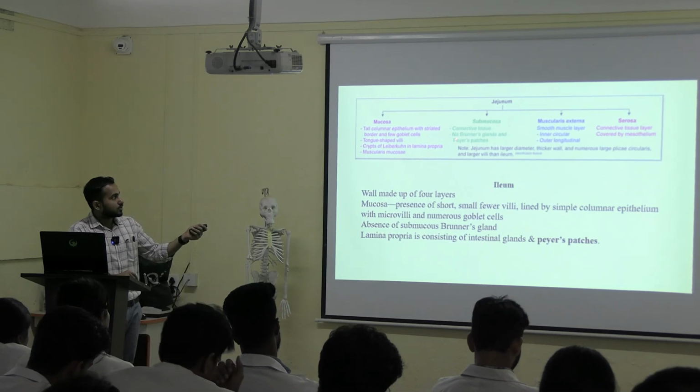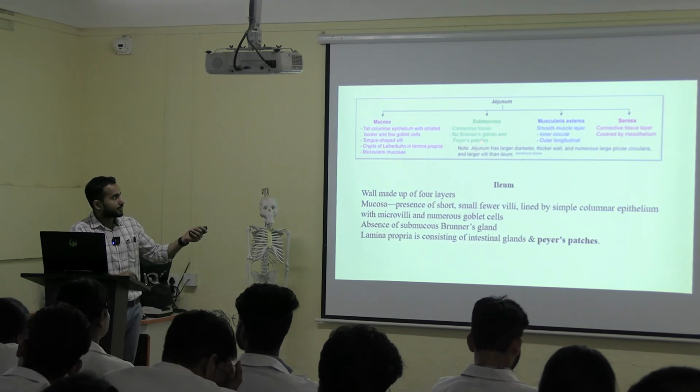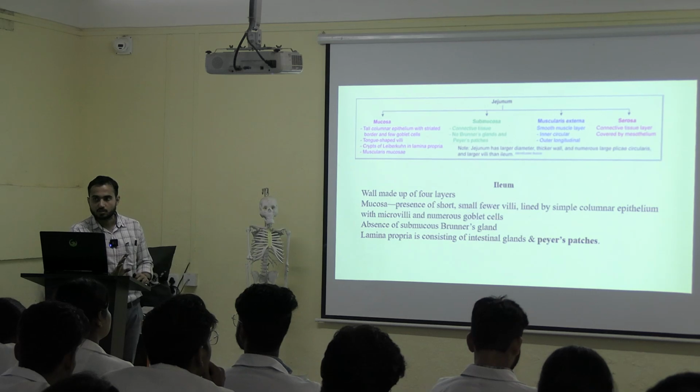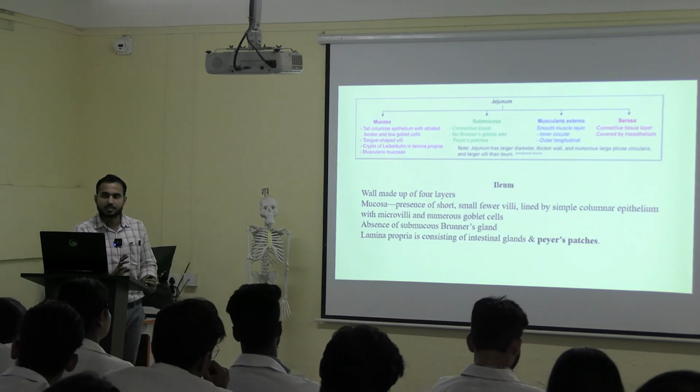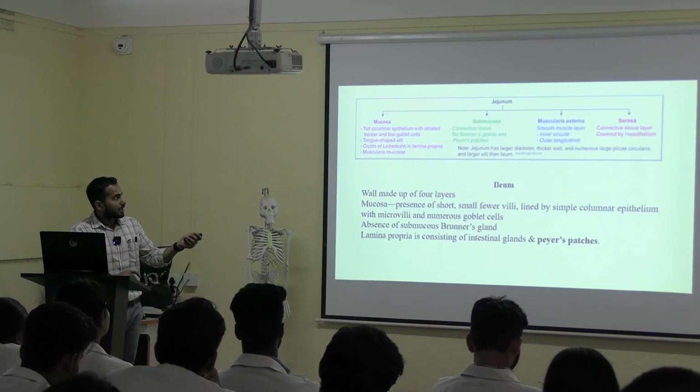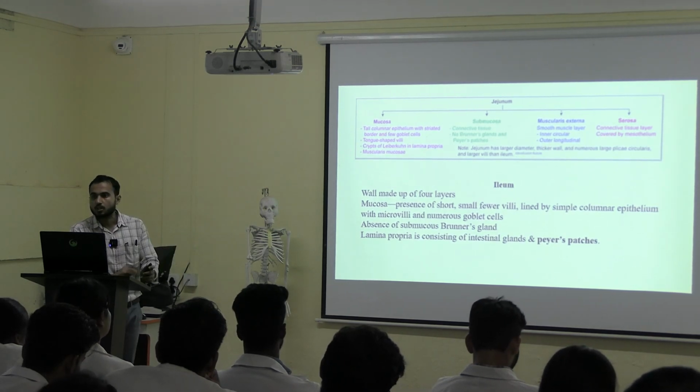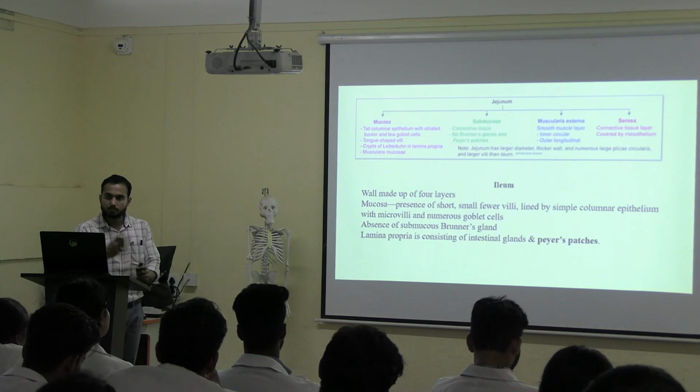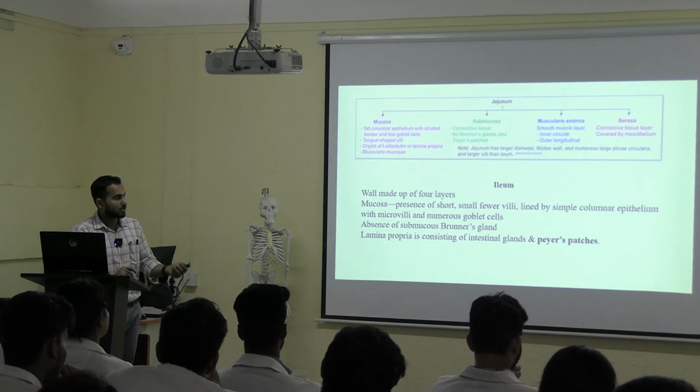Submucosa, connective tissue, no Brunner's glands are there, and Peyer's patches. Okay, it is not usually present. In some cases I have seen it is present, but mostly it is absent. Next, muscularis externa, same. But here you will be getting completely serosa. No adventitia, because it is completely covered by peritoneum, intraperitoneal organ.